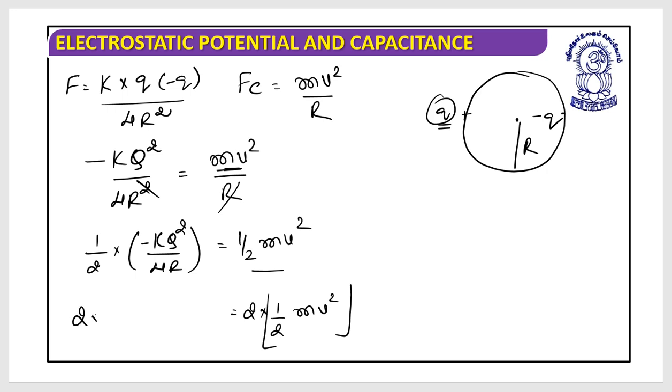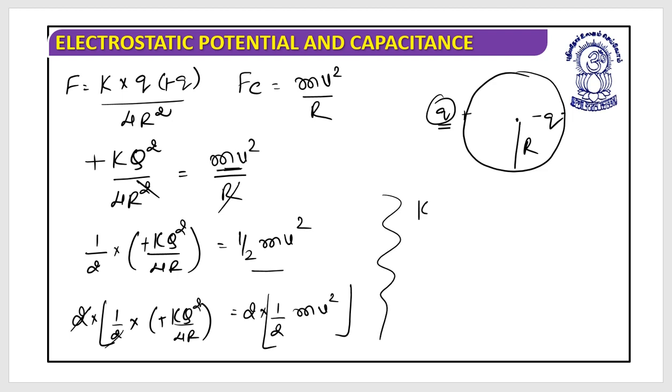So this is 2 multiplied by half multiplied by minus kq square divided by 4r. Yes, as this is a force, this must be considered as positive only. So this 2 is gone, this 2 is gone. And the kinetic energy of this system would be equal to kq square divided by 4r.